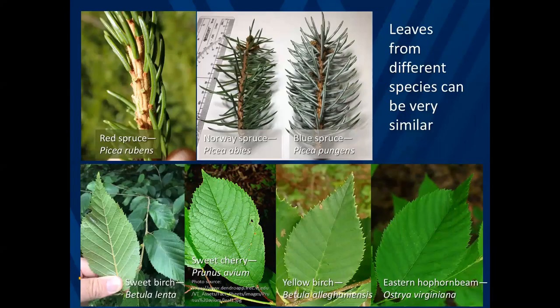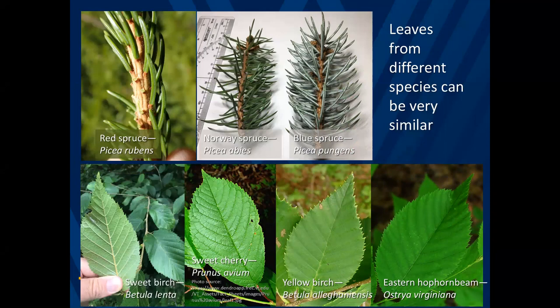Furthermore, the leaves from different trees can look very much alike. At the top here are a few common spruces we have around here, some planted as ornamentals, and all have linear leaves. Now, some have different colors, like the blue spruce, the third on the right at the top, but the colors may not always be so prominent as in this picture.